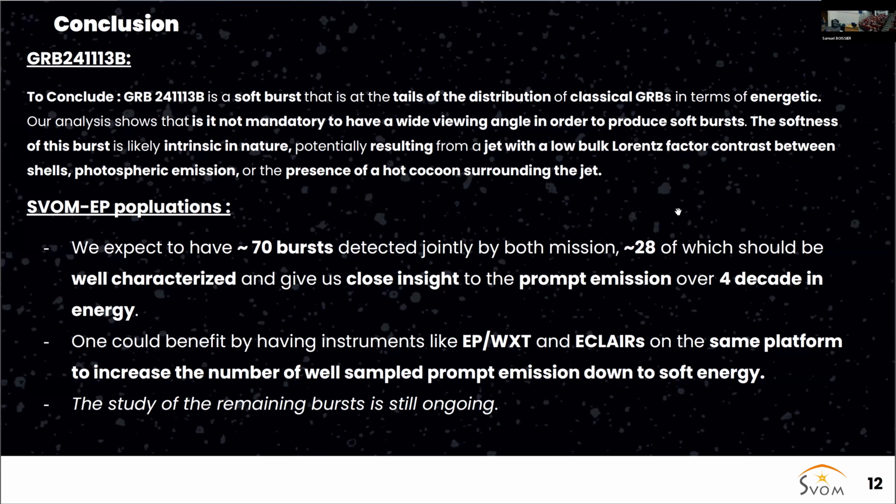And in general, for the SVOM and EP population, what does it mean? It means that we should have 70 transients jointly detected by both missions, but 28 of them should be well characterized to completely study their prompt emission. With both missions, we can well characterize the prompt emission over 4 decades in energy.